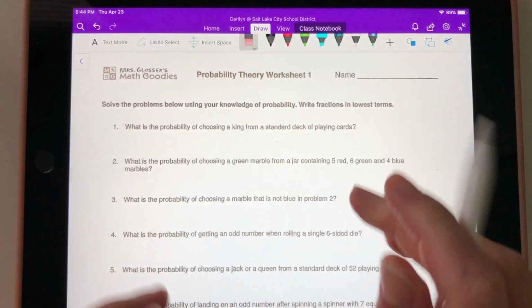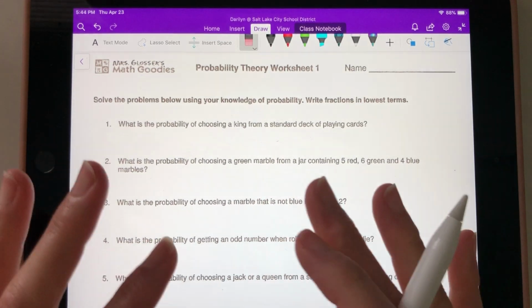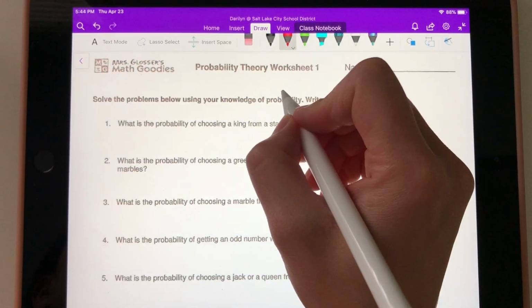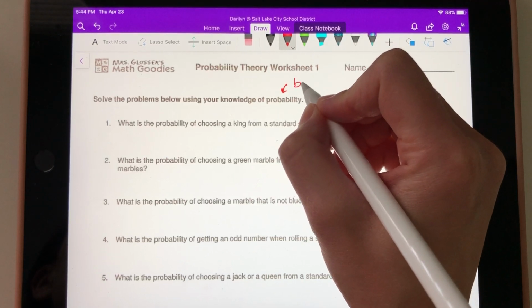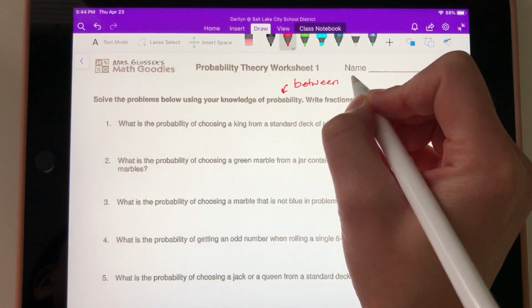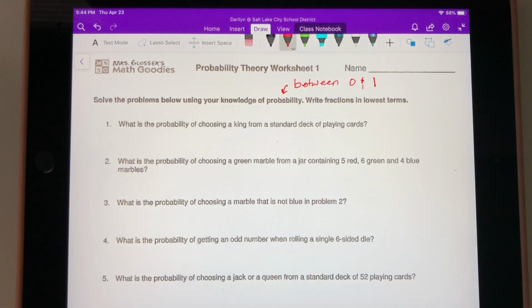Anytime you're dealing with a probability, you're looking for a chance that something could happen. When you're finding a probability, you always should get between 0 and 1. The reason is because you are looking at the chance of something happening. When you think about chances or probabilities, it's like, oh, okay, there's a 50% chance it's gonna rain. There's a 70% chance it's gonna rain.